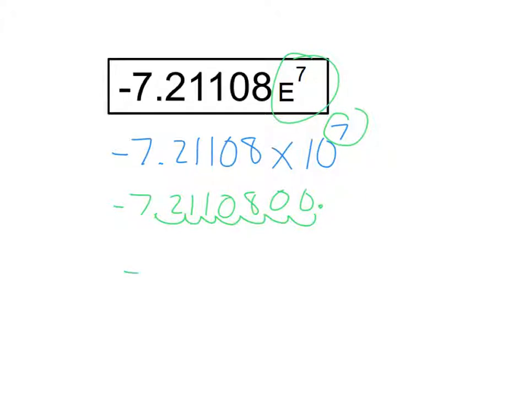Okay, we could rewrite that one. Negative 7.21108. Negative 72,110,800.